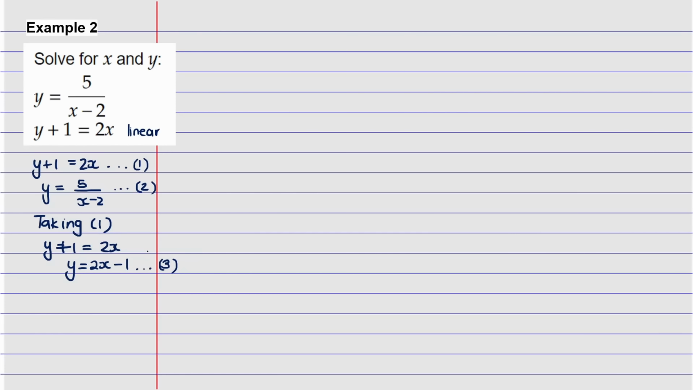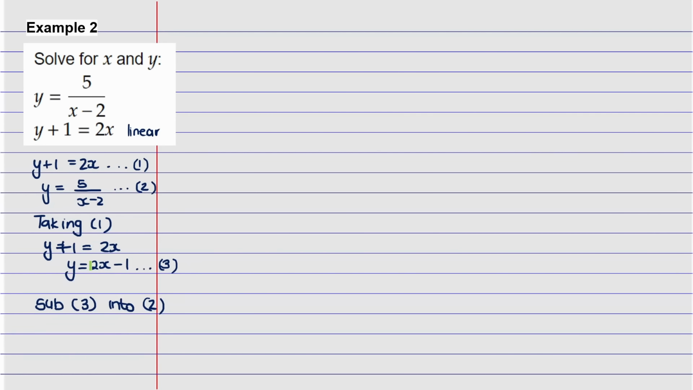So now we're going to take equation 3 and substitute it into equation 2. And again, the reason we're substituting into equation 2 is that equation 2 is the one we did not change. It does not make logical sense to substitute equation 3 into the one we changed to make equation 3, which is equation 1. That's why we substitute into equation 2. So now we're going to substitute equation 3 into equation 2.